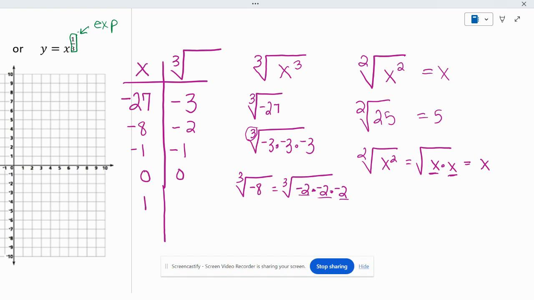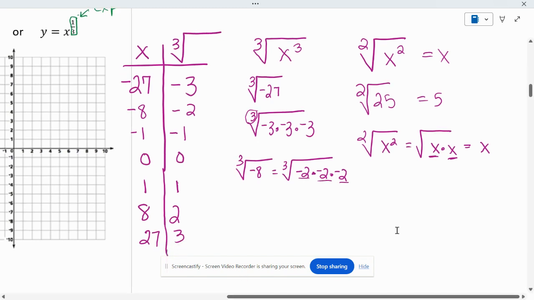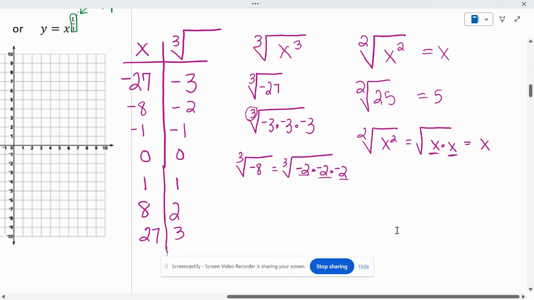What about the cube root of 1? 1. The cube root of 8? 2. The cube root of 27, 3. Notice that we're only talking about numbers that are perfect cubes. We're only looking at numbers that are perfect cubes.